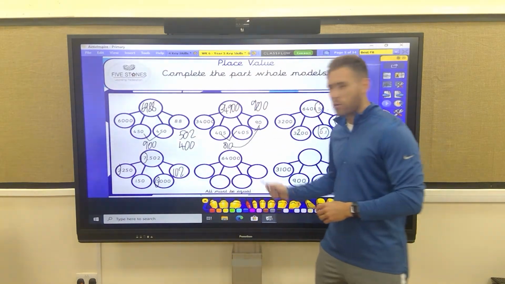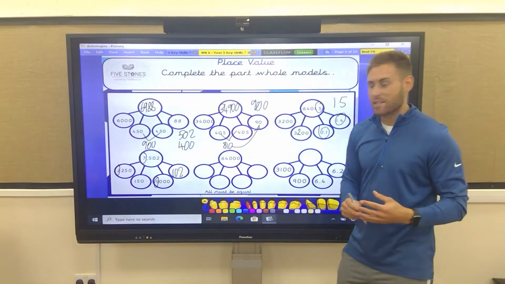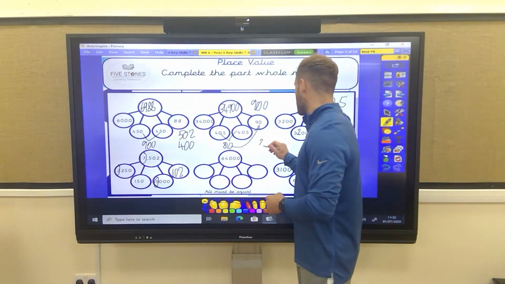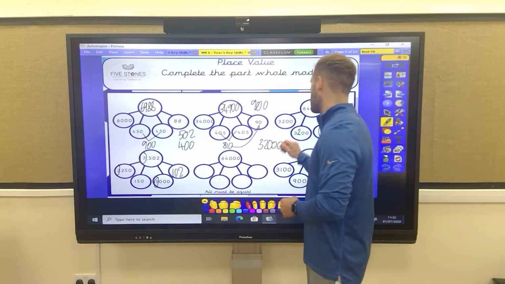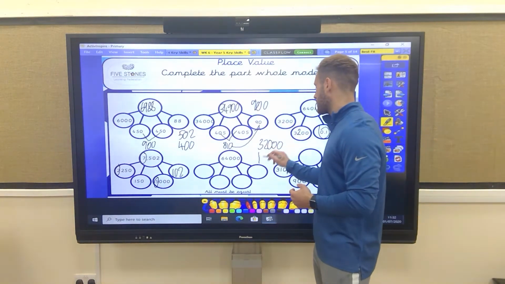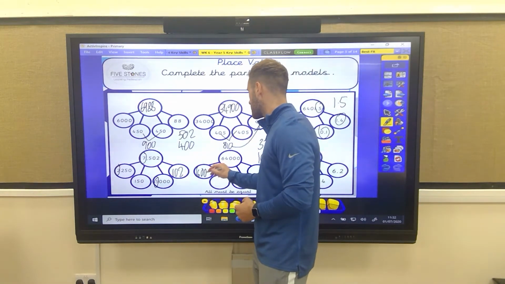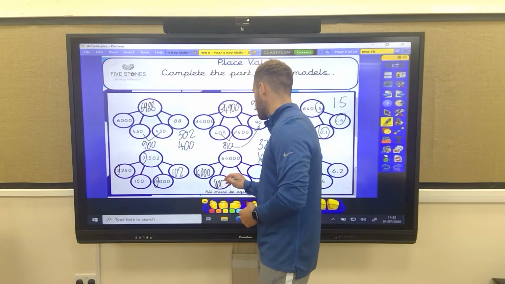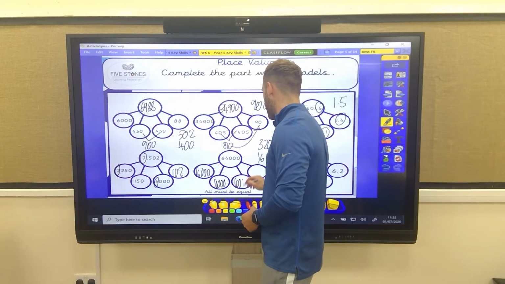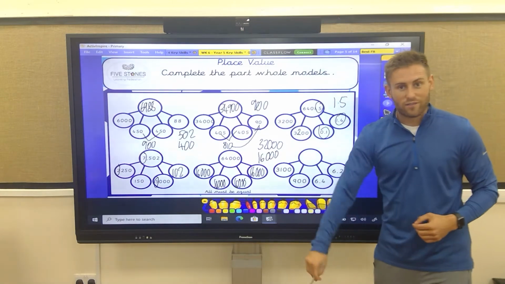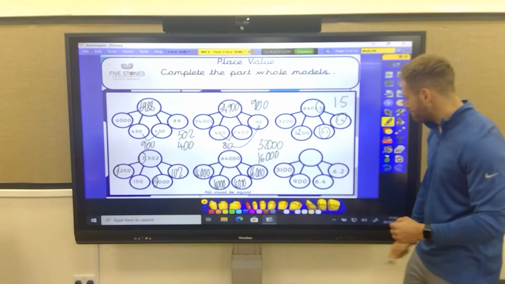64,000 shared equally between 4 is the same as dividing by 4. So actually half and half again. So half of 64,000 is 32,000 and half of 32,000 is 16,000. So we need 4 lots of 16,000 in our parts there. So they should be equal. Good work if you recognise that relationship quite quickly.